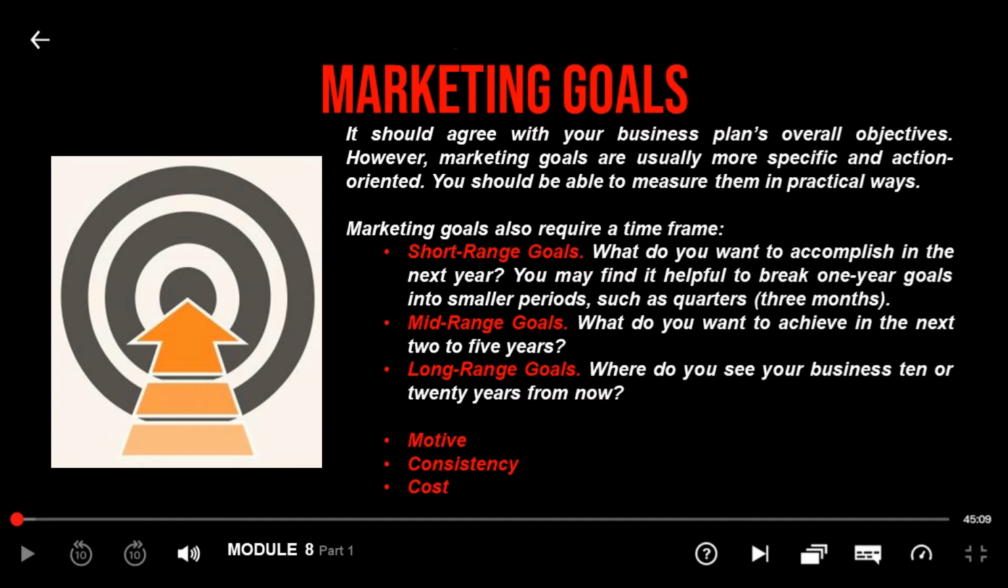And there are also some additional things that we need to keep in mind when we consider goals. So the first one is motive. We need to think about why we want to reach our objectives. Also, what rewards do you hope to obtain? Also, consider the opportunity cost of setting one particular goal rather than another.